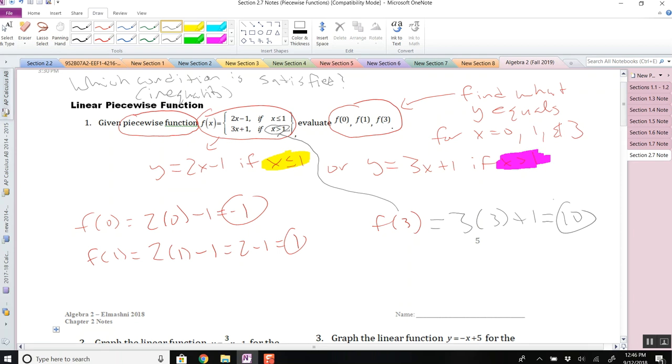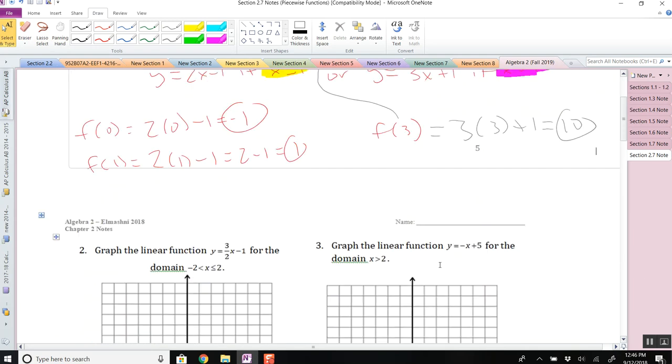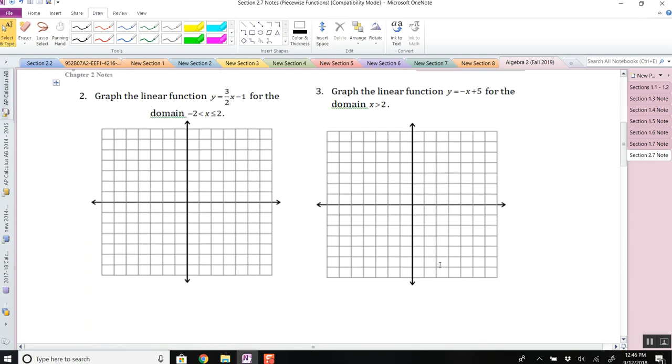So that's how you evaluate a piecewise function. Now, why do we call it a piecewise function? What's happening is that we're taking a piece of each function. We're taking a piece of 2x minus 1, and we're taking a piece of 3x plus 1. So we're actually going to talk about graphing these in just a sec. Let's take a look at number 2.